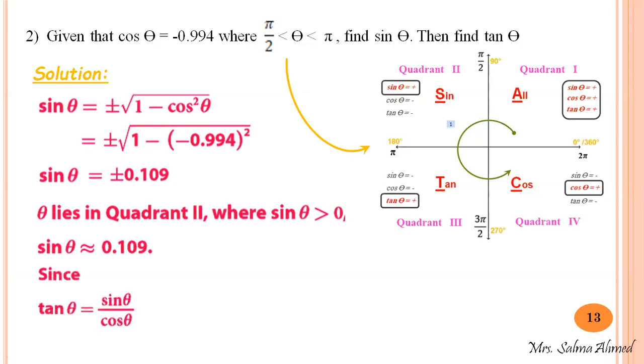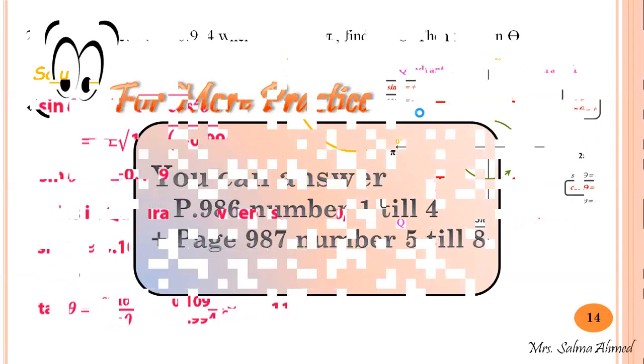If I need to get tan, as we know, it's sine over cosine. So I'm going to substitute the sine that we got and the cosine that was given to me. By using your calculator, you will find tan is negative 0.110. I'm going to check that in this quadrant, which is quadrant 2, the tan has a negative sign, so I have the negative sign.